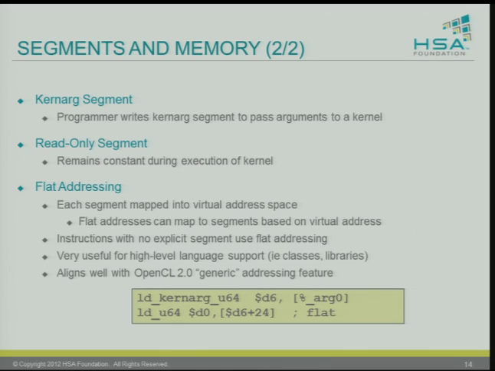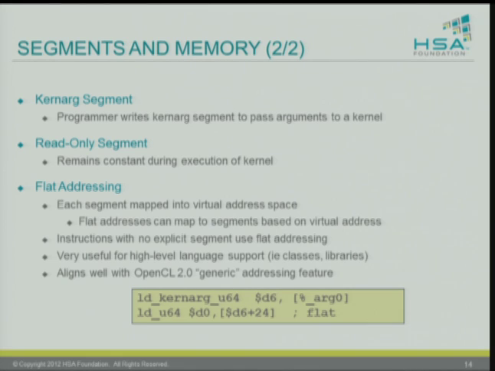So I mentioned flat addressing earlier. Essentially, the way that this works, all of the segments that I just talked about are mapped into the virtual address space. So if you look at the whole address space, there's a carve out for group memory, there's a carve out for the private, arg and spill section in the virtual space. And what that means is I can get from a virtual address, I can index into those segments, as opposed to having to explicitly identify it in the instruction.